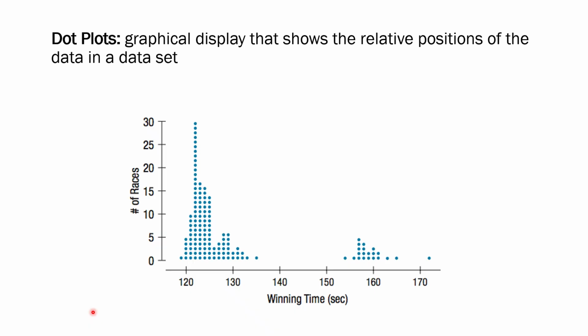So to construct a dot plot, all you're going to do is draw a horizontal axis that displays the possible values of that quantitative data, then record each of your observations with a dot over the appropriate value and label that horizontal axis with the name of the variable. And so in this visual here, what it's showing are races with the winning times, the number of races. And so these are really good for small data sets, and they're more appealing than the stem and leaf plots, which I'll show you next.